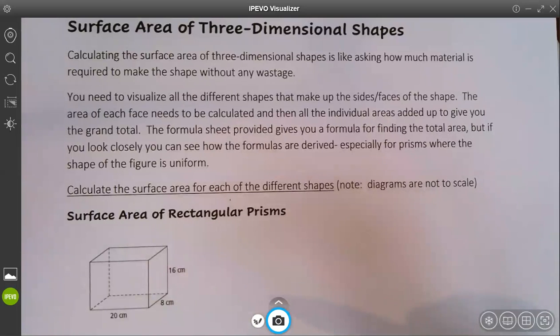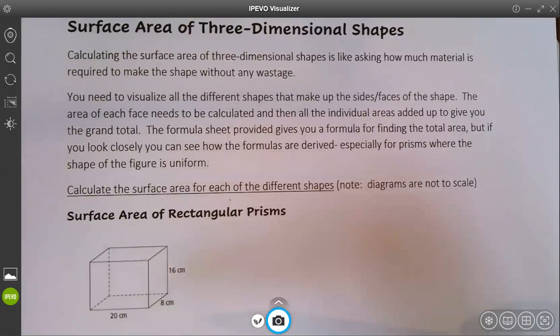Okay. Even if you don't have a formula sheet with you, you can work through the process of deriving the formula on your own. Take note that the shapes that we have provided, our diagrams are not drawn to scale, so you just have to look at the information that is provided.